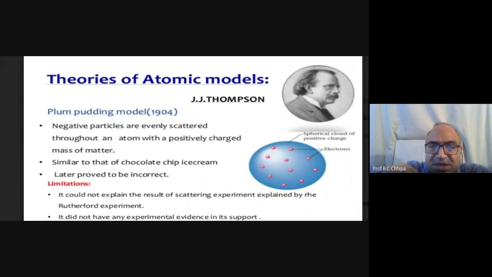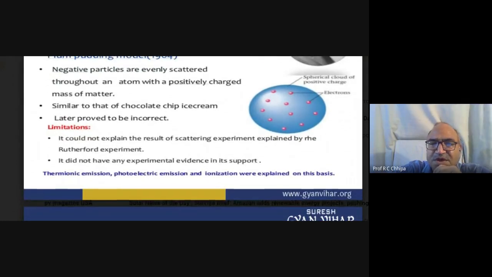But here the question is about negatively charged and positively charged mass of the matter. Throughout the whole ball, there is the positive and negative. Similar to that is the chocolate chip ice cream I have given, let it be incorrect. But that was the later modern atomic theory, given by different scientists.